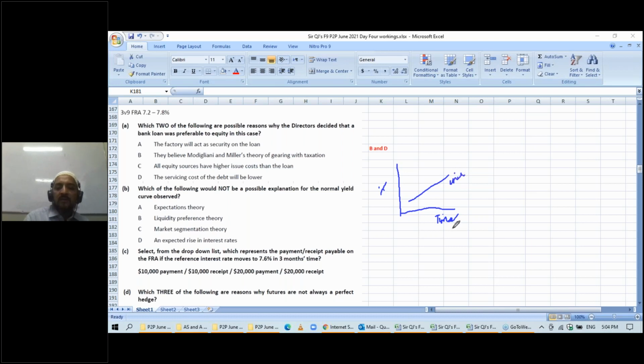And inverse: if the curve is inverse, then it will be of this shape. It will be like this. This is the inverse curve. So this means that interest rates are going to fall in future. Reverse, and this indicates that interest rates are going to increase in future. So which theories does this link to? For this you have to read the theories in future. So they are asking which of the following would not be a possible theory.